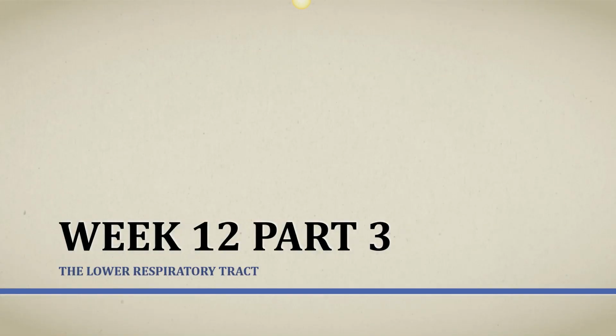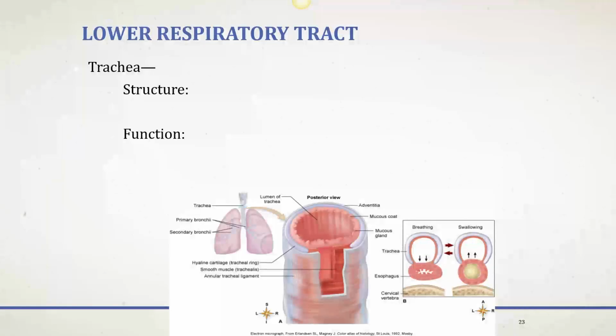Continuing on, we're going to talk about the lower respiratory tract. So the upper respiratory tract ends at the larynx. So moving on, the trachea. The trachea consists of C-shaped rings of cartilage. And here's one of those rings that I've outlined.